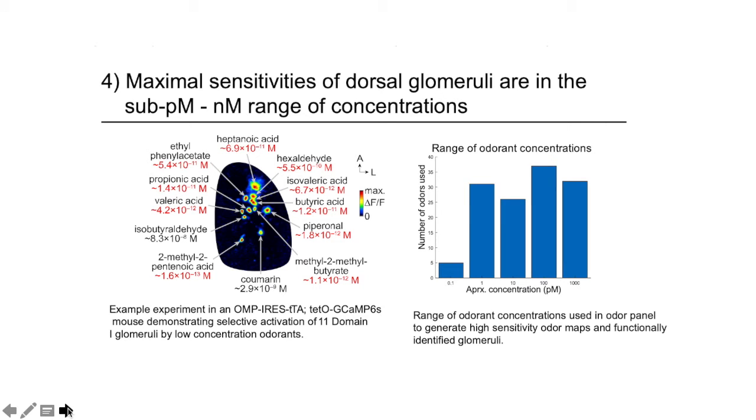In this example experiment, we show that the selective activation of 11 domain 1 glomeruli are activated by odors in the picomolar to nanomolar range. Because of this sensitivity, we designed our odor panel to include odors ranging from approximately 0.1 to 1,000 picomolar in dilution.